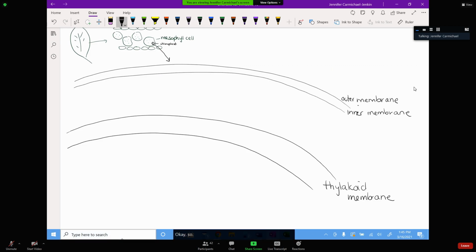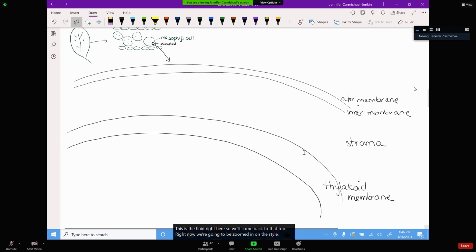Okay. So we're in a single thylakoid inside a chloroplast inside a cell. So we can continue this, right? The thylakoid is like a disc, so this thylakoid would be enclosed, right? We'll talk about that in a moment. This fluid is called the stroma, so we'll come back to that too. But right now we're going to be zoomed in on this thylakoid membrane, okay?